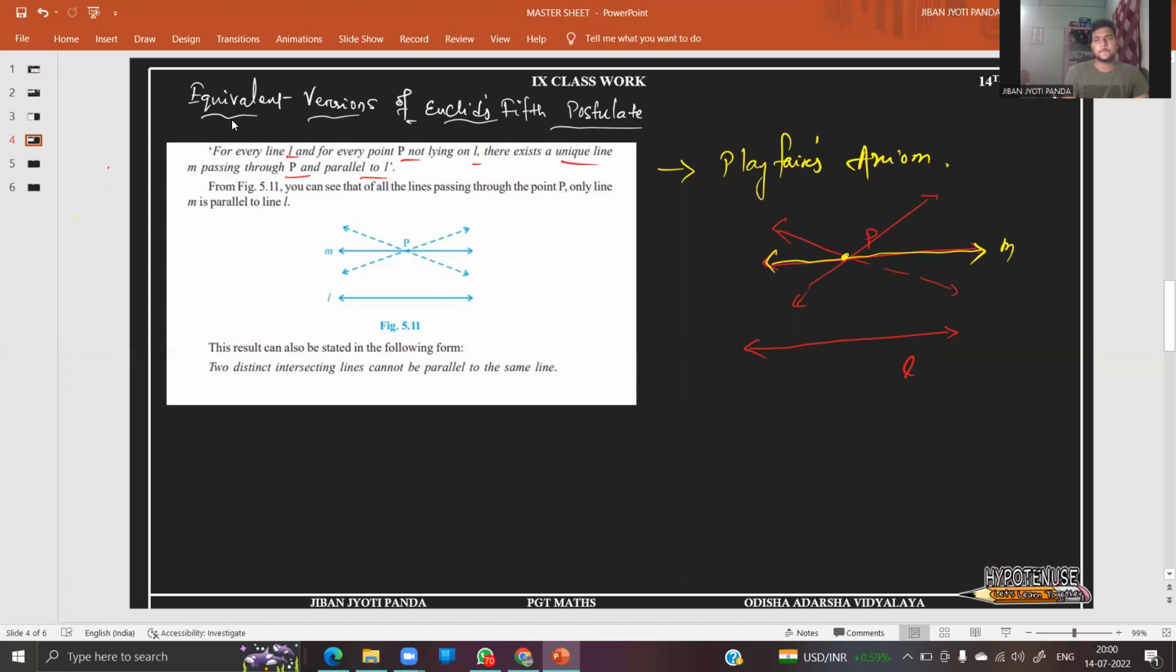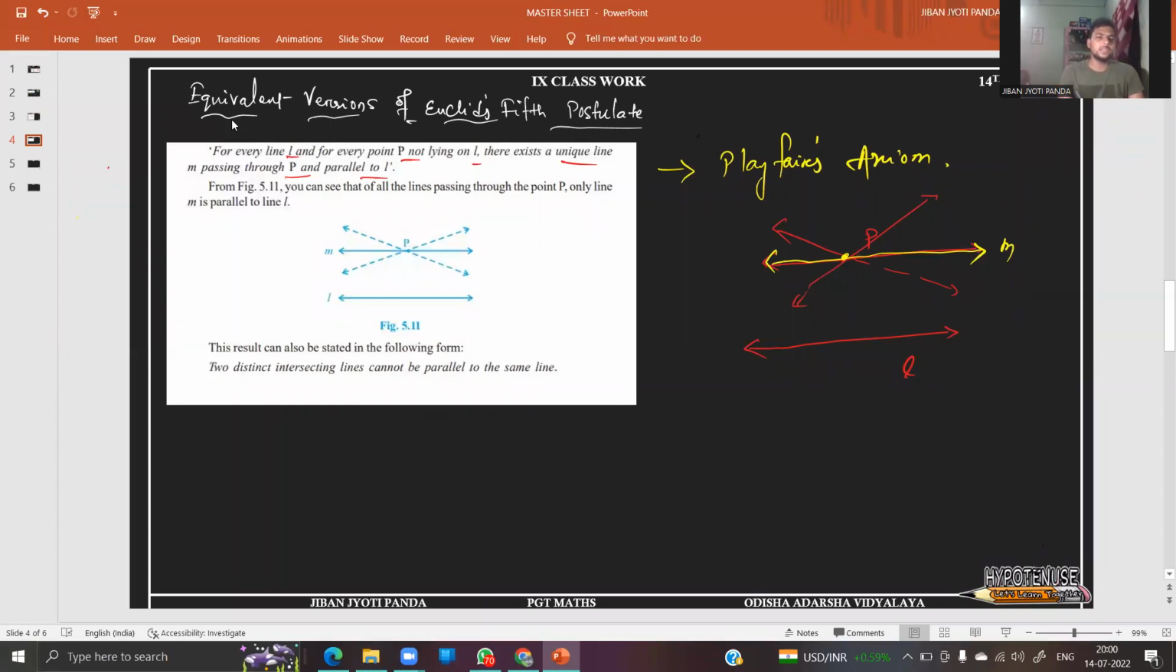Sir, does this mean P will not be parallel to L? P is just a point. P is not the line. P is a point. Through point P, yes, we can draw a single, unique line which is parallel to it.